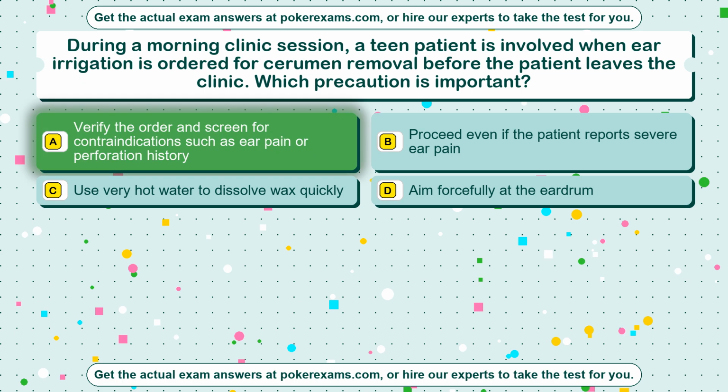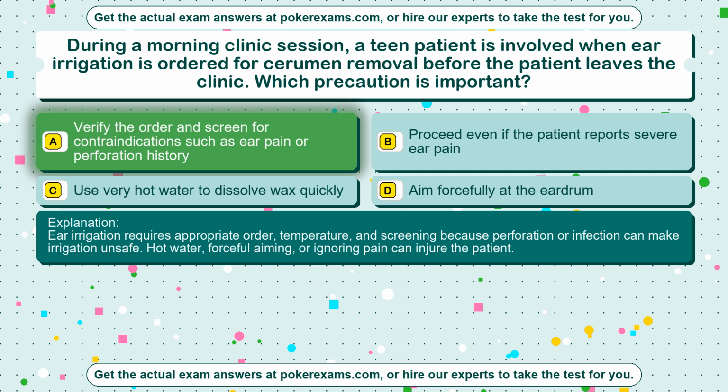The correct answer is option A. Verify the order and screen for contraindications such as ear pain or perforation history. Ear irrigation requires appropriate order, temperature, and screening because perforation or infection can make irrigation unsafe. Hot water, forceful aiming, or ignoring pain can injure the patient.